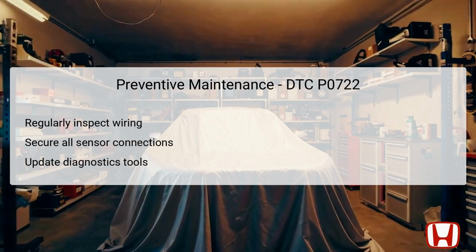Ensuring all sensor connections are tight and contamination-free can prevent electrical issues from arising. Utilize updated diagnostic tools, such as HDS software, to conduct routine checks on diagnostic codes. Such proactive approaches promote the longevity of the sensor circuit and improve overall reliability of the vehicle's transmission system. Addressing potential problems before they escalate into serious faults can save time and resources in the long run.